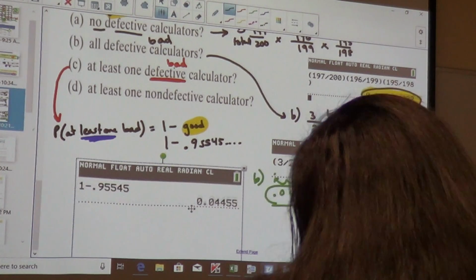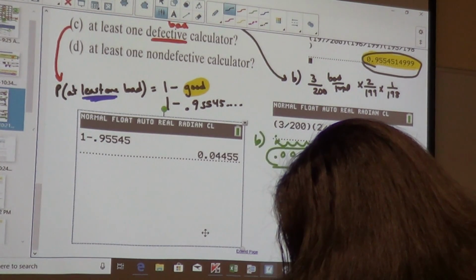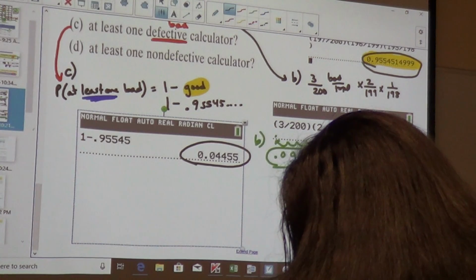There's my part C answer. So this is part C.